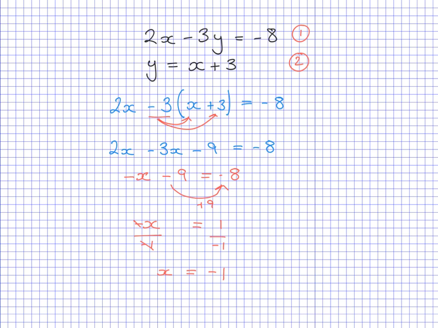Now, second last step is to substitute this x value into one of the equations to find out the y value. Don't forget we're trying to find a coordinate point. And again, equation number 2, which is already in the form y equals, is probably the best one to do because it's rather straightforward. You could sub into equation number 1, but you'd have to do some rearranging along the way. So y equals minus 1 plus 3, y equals 2.